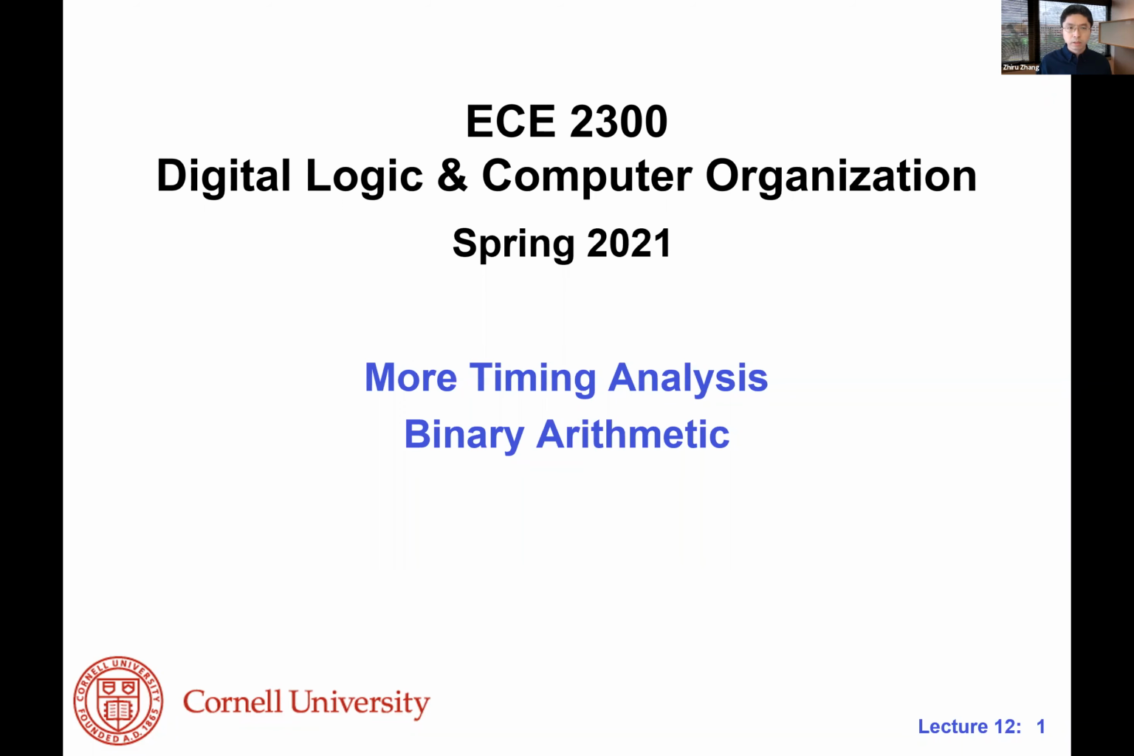Let's start on time. For today's lecture, our plan is to first wrap up timing analysis, like I mentioned on Tuesday. It is a very important topic. And then we'll switch to a new topic. We'll start talking about binary arithmetic. We already talked about how we do addition a little bit, right? So in this lecture, we're going to formally introduce it.